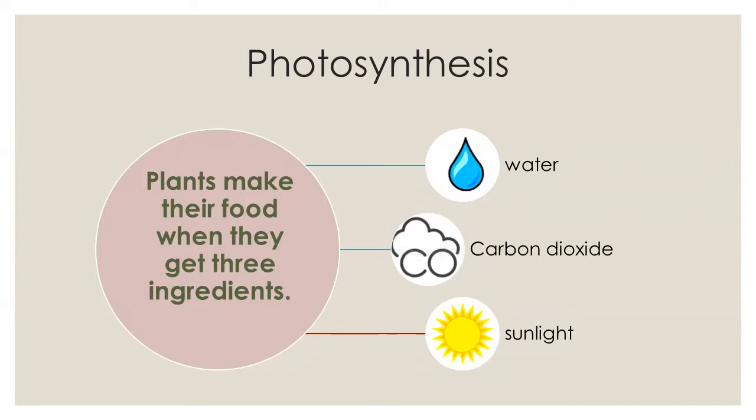The word in front of you is photosynthesis. You are well aware what is photosynthesis. It is a process of making food. Plants make their food when they get 3 ingredients. They are water, carbon dioxide, sunlight. All the 3 ingredients mix to make sugar, which is the food for plants.